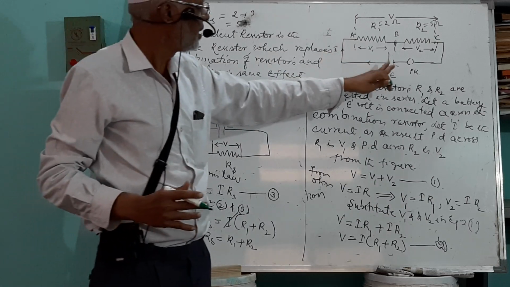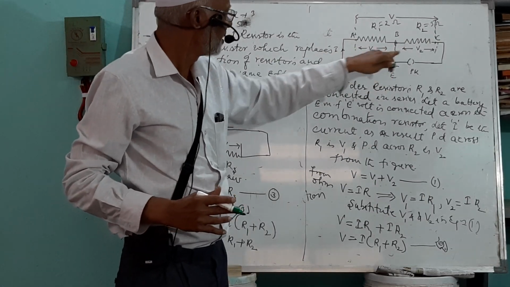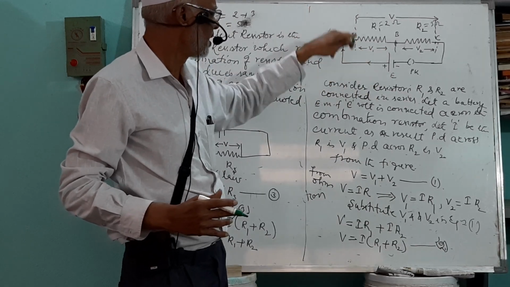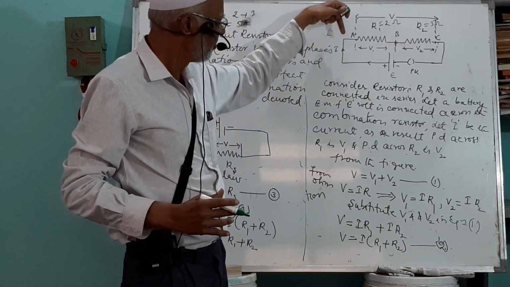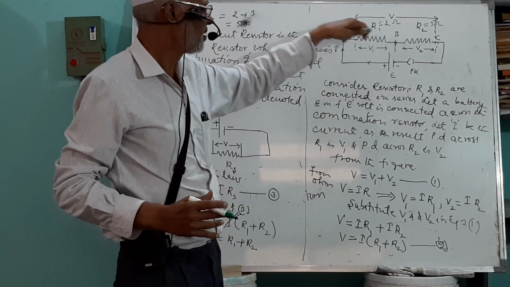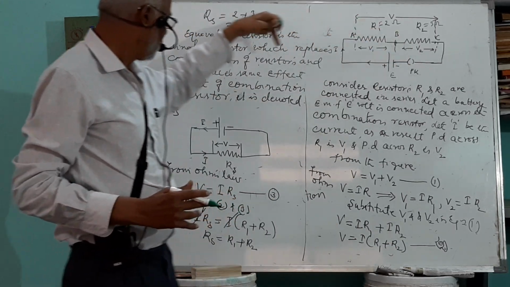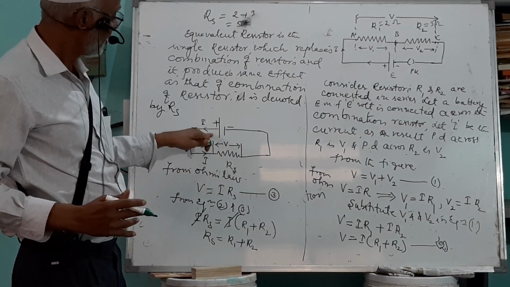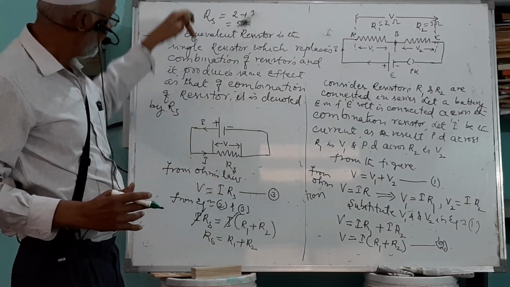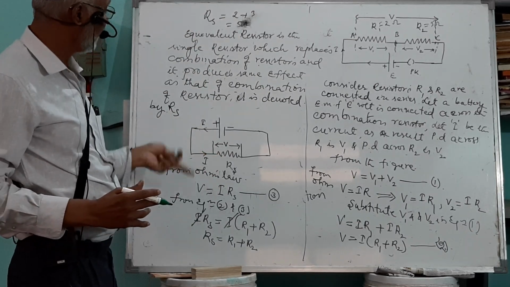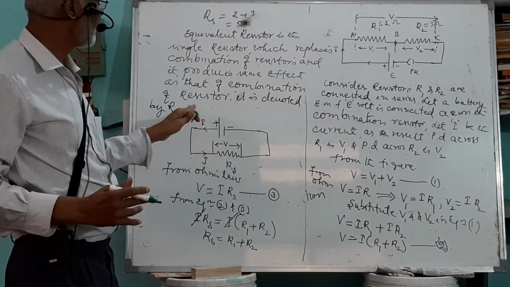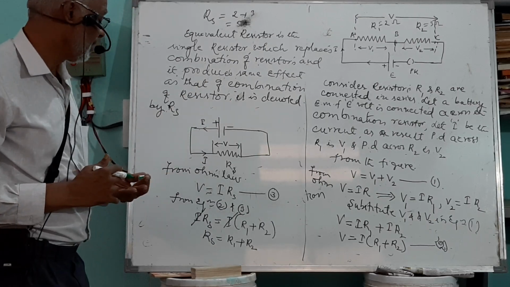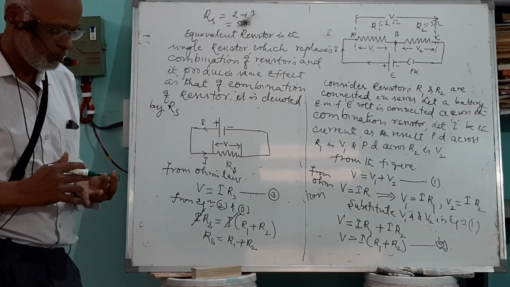Due to the presence of these two resistors, you get some current, say 5 ampere, 10 ampere, whatever it may be. By introducing a single resistor, suppose you are getting 5 ampere of current from this battery, this resistor produces the same effect as the combination of resistors. Such a resistor we call the equivalent resistor in series combination.